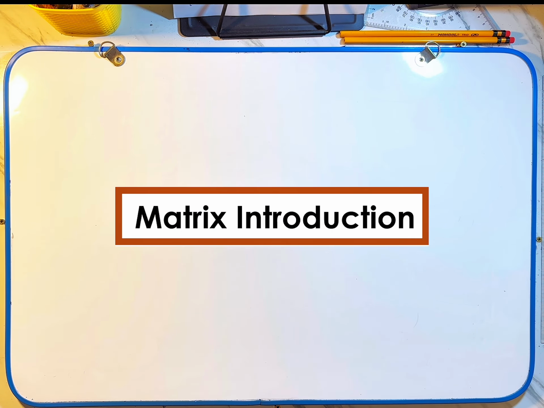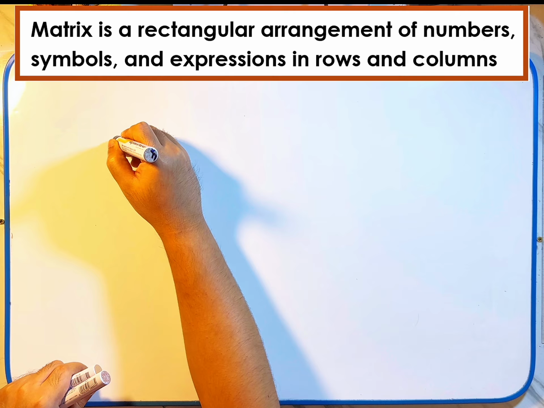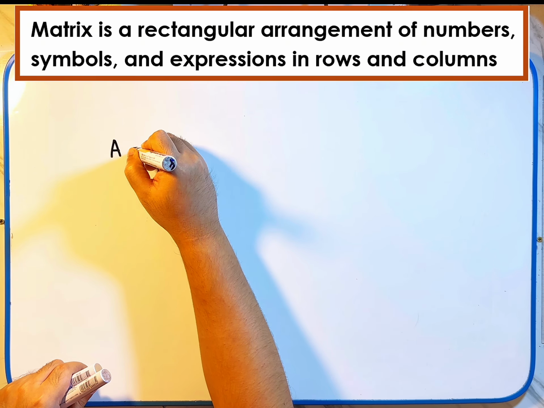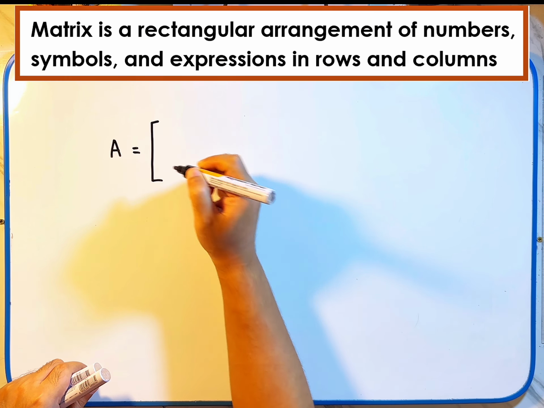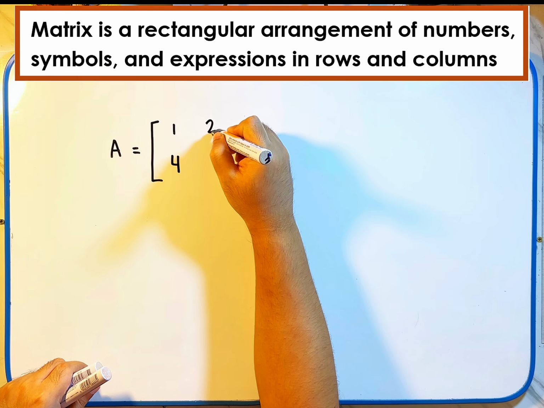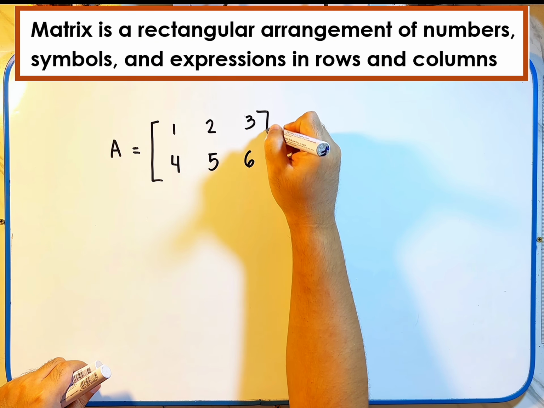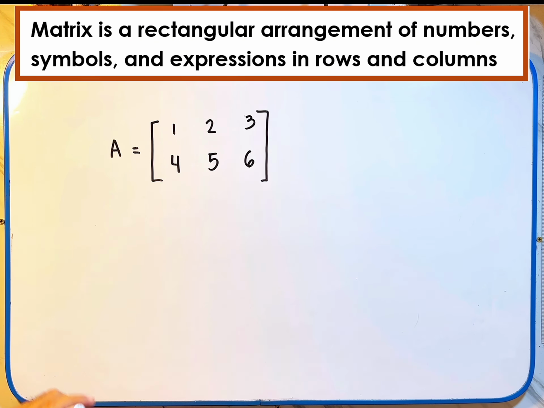Hello, in this video, let's discuss matrix introduction. Matrix is a rectangular arrangement of numbers, symbols, or expressions in rows and columns. For example, let's consider the following matrix, matrix A. We have a bracket here, and we have certain elements or numbers, like this. And this is matrix A.